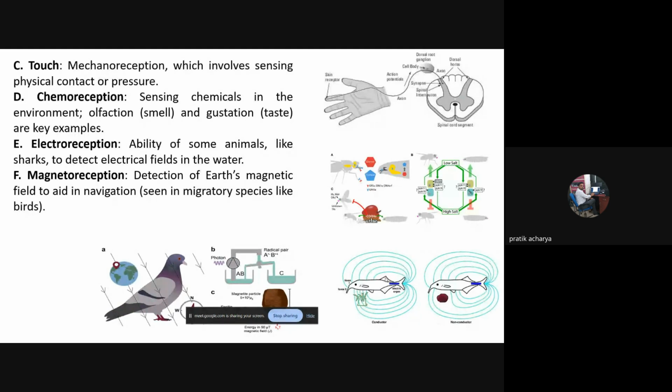This is a picture from one paper. Certain birds, at a particular migratory season, use Earth's magnetic field for their movement, for the purpose of nesting, for movement for food, and for laying eggs. These are performed by certain migratory birds. They use magnetoreception for their movement. So these are the different modalities we have discussed for the purpose of reception.